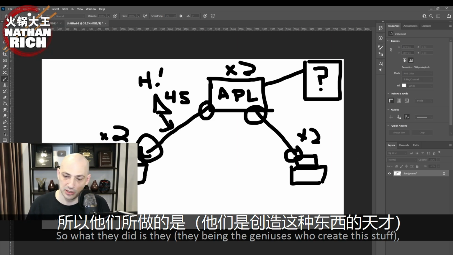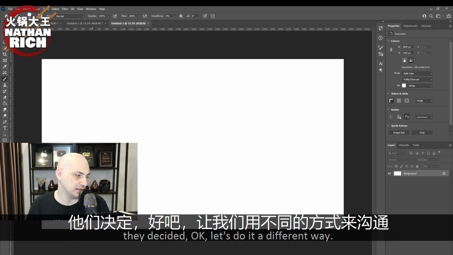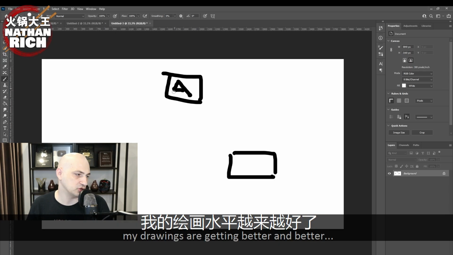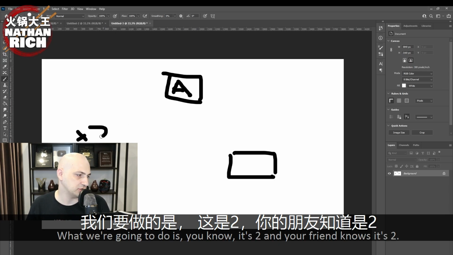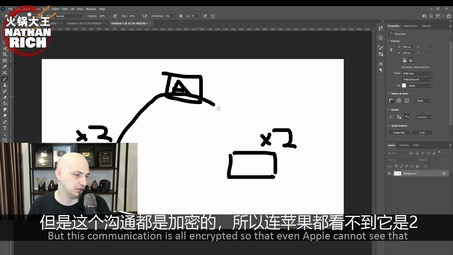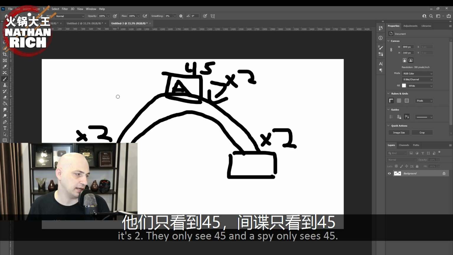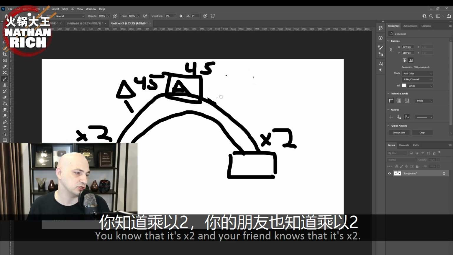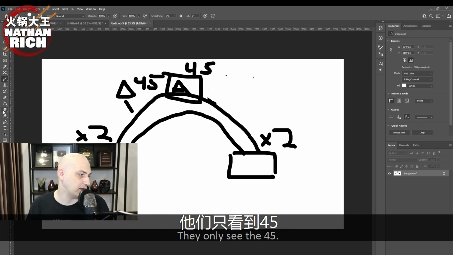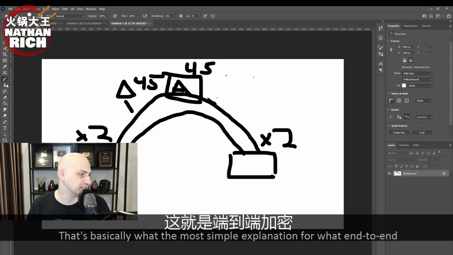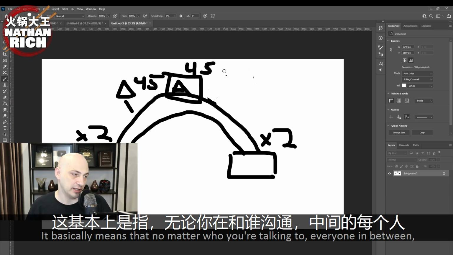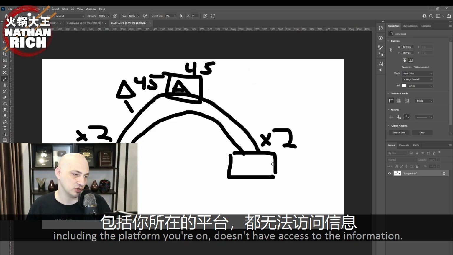So what they did, they being the geniuses who create this stuff, they decided, okay, let's do it a different way. Let's do what's called end-to-end encryption, which basically means in the same situation where you've got Apple, my drawings are getting better and better, you know it's 2 and your friend knows it's 2, but this communication is all encrypted so that even Apple cannot see that it's 2. They only see 45, and a spy only sees 45. And you guys both see 45. You know that it's times 2, and your friend knows that it's times 2, but basically Apple is treated as a hacker. They only see the 45. That's the most simple explanation of what end-to-end encryption is. It basically means that no matter who you're talking to, everyone in between, including the platform you're on, doesn't have access to the information.